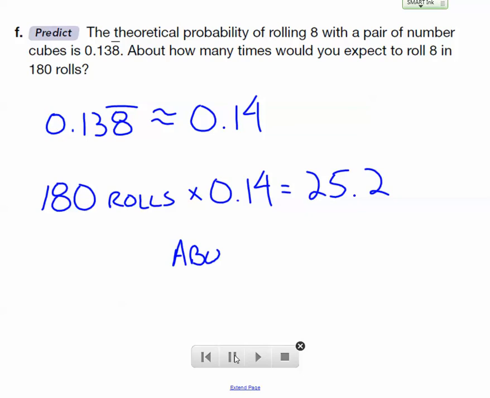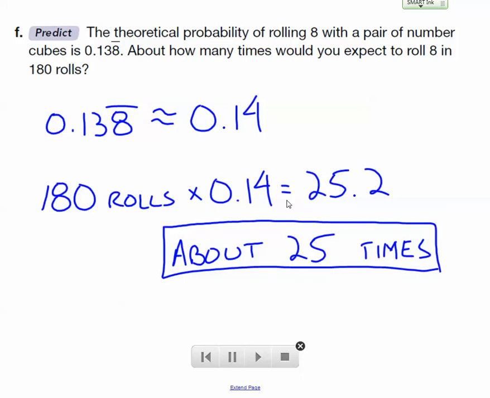I don't need to turn that into a fraction in order to estimate this, about how many times. So it's about 25 times out of 180 rolls that I'll roll an 8.